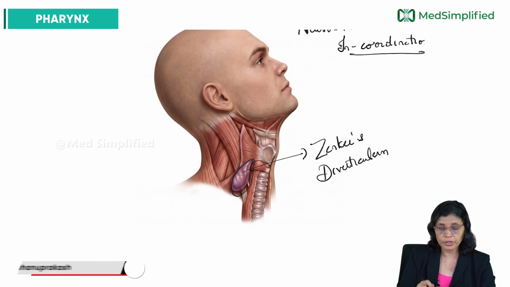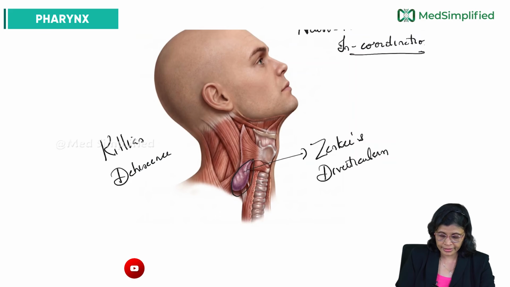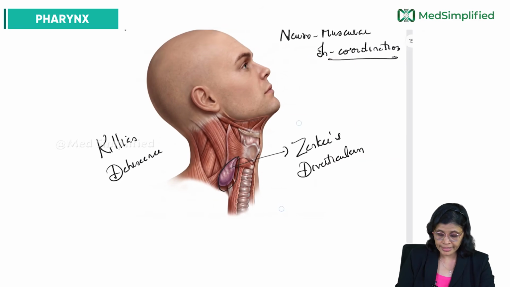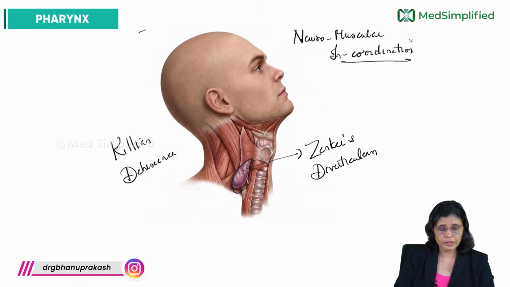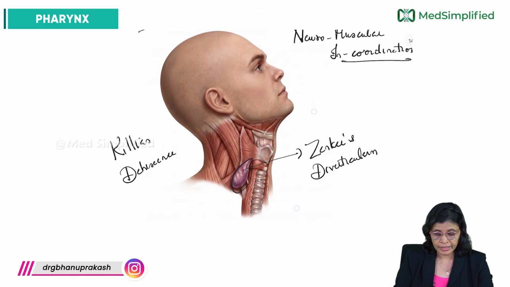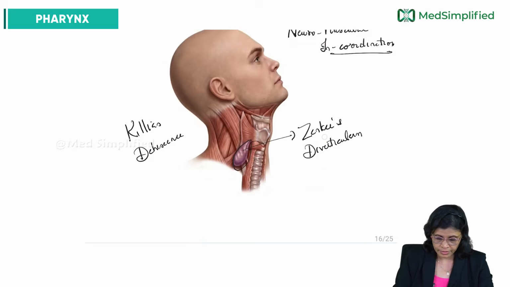You have to remember that Killian dehiscence is the normal thing which we see, that is basically the gap between the cricopharyngeus and the thyropharyngeus. And Zenker's diverticulum is a condition occurring due to neuromuscular incoordination. If it is progressive, it can result in dysphagia, difficulty in swallowing. So that is the clinical importance of this.